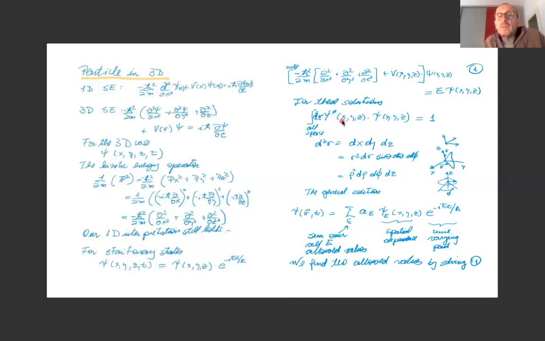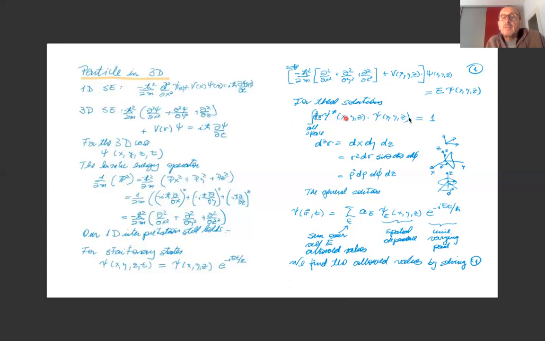From this solution, for a particular particle solution, phi conjugate times phi integrated over all space. This is a d3r here. This is a volume integral now of this expression, or dx, dy, dz. Okay.